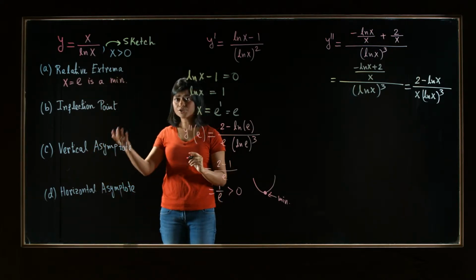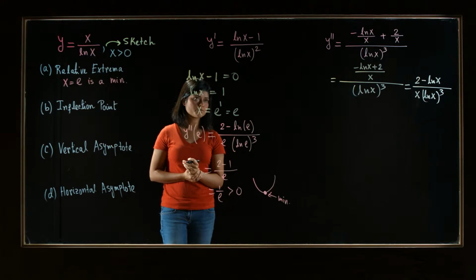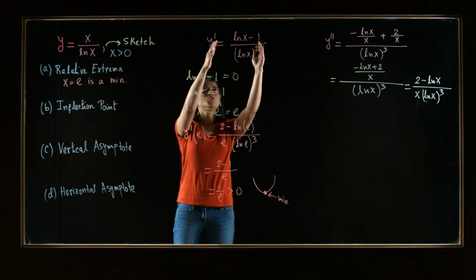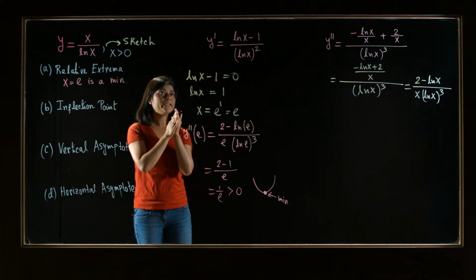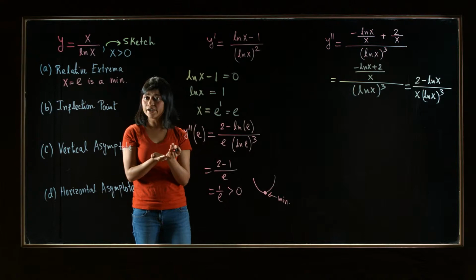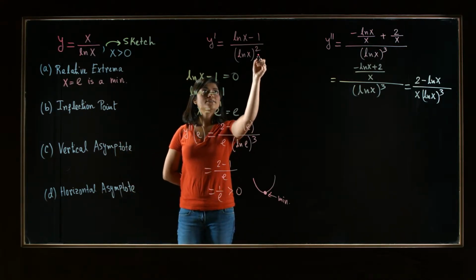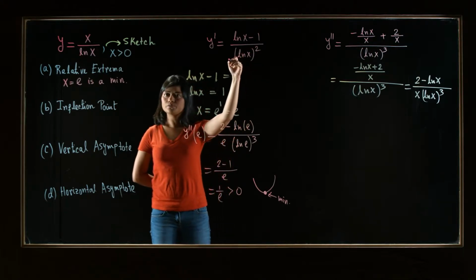And we'll use that fact to graph the sketch of this function. Okay, what else? Are there any other extrema? This is when the first derivative was 0. What if the first derivative is undefined? That could be another extrema as well. Now where will it be undefined? If the denominator is 0.